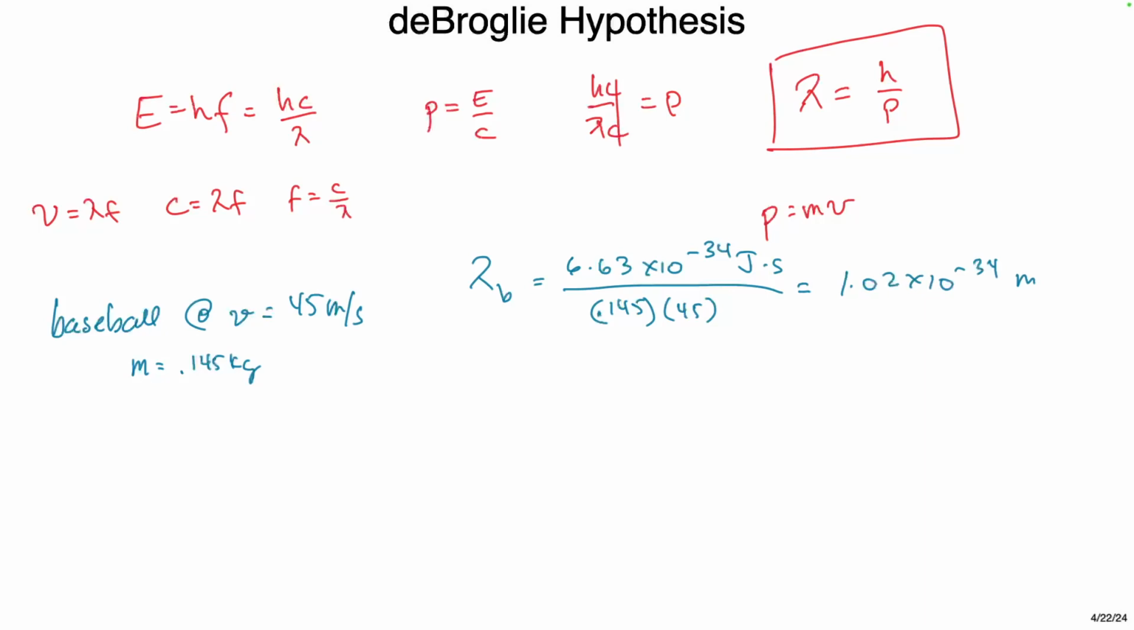What kind of number is Planck's constant? Really big, really small?